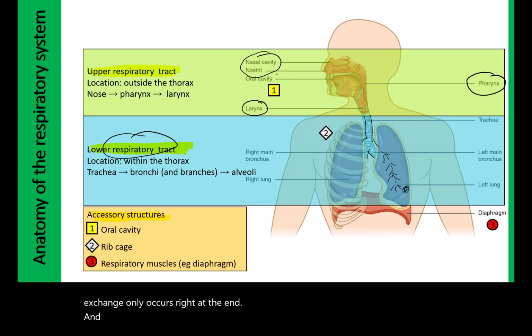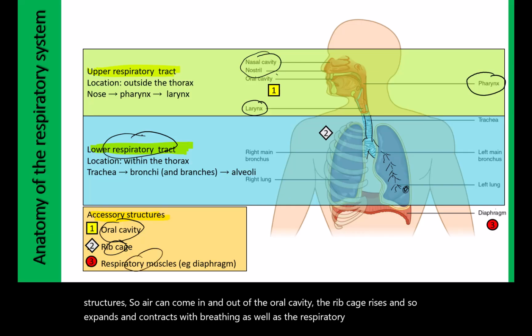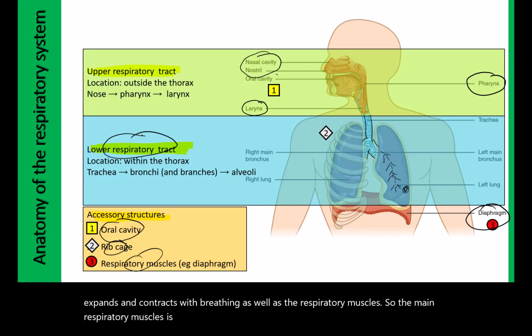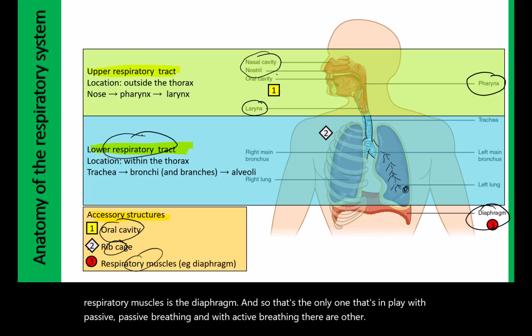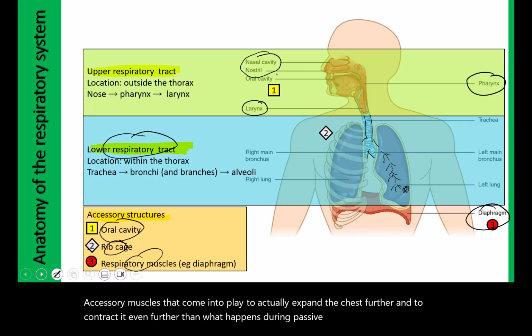The third anatomical division of the respiratory tract comprises the accessory structures. Air can come in and out of the oral cavity. The rib cage rises, expanding and contracting with breathing, as do the respiratory muscles. The main respiratory muscle is the diaphragm, and that's the only one in play with passive breathing. With active breathing, other accessory muscles come into play to expand the chest further and to contract it even further than what happens during passive breathing.